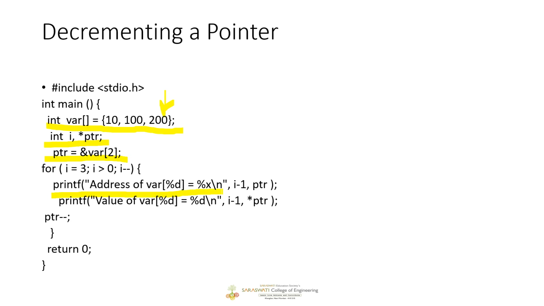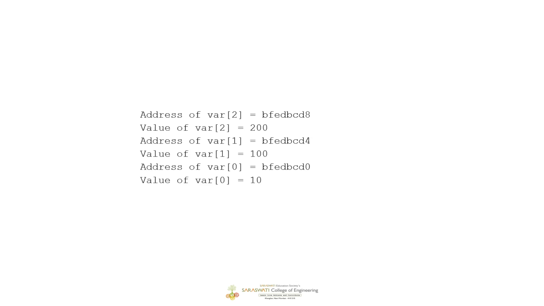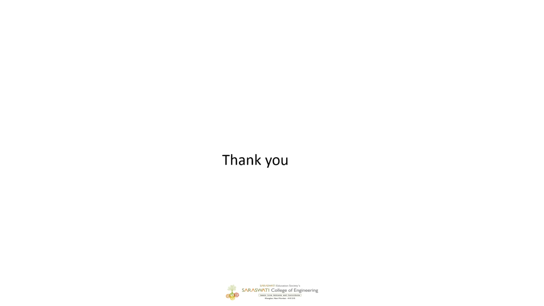The address would be printed over here, the value would be printed using this printf function, and then we are doing ptr minus minus. So from where am I starting my printing? I'm starting my printing from the last element, and then we are doing minus minus. So the address of 200 would be printed, then the address of 100 would be printed, and then the address of 10 would be printed. You can see the output here.